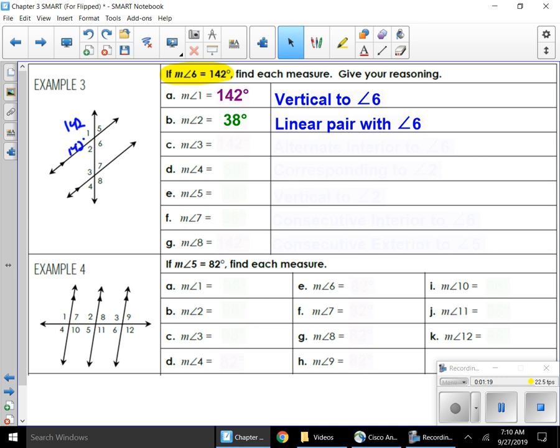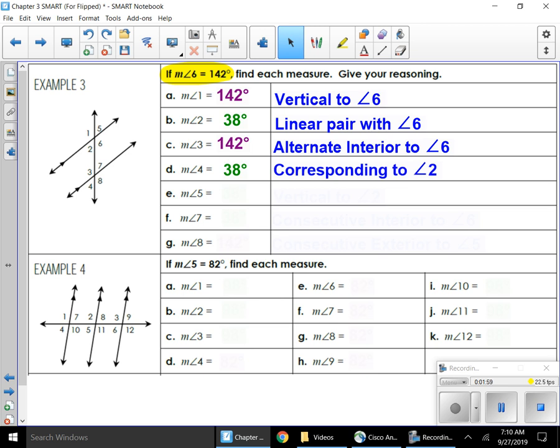Jumping down to the bottom half of this diagram, angle 3. Many things you could say. You could say that angle 3 is alternate interior with angle 6. You could say it's corresponding with angle 1. You could say it's a consecutive interior with angle 2. Either way, you'll arrive at 142 degrees. And the reason I chose was alternate interior to angle 6. But again, there is more than one correct answer. Angle 4 then is supplementary to angle 3, so it's going to be 38 degrees. And I chose corresponding with angle 2.